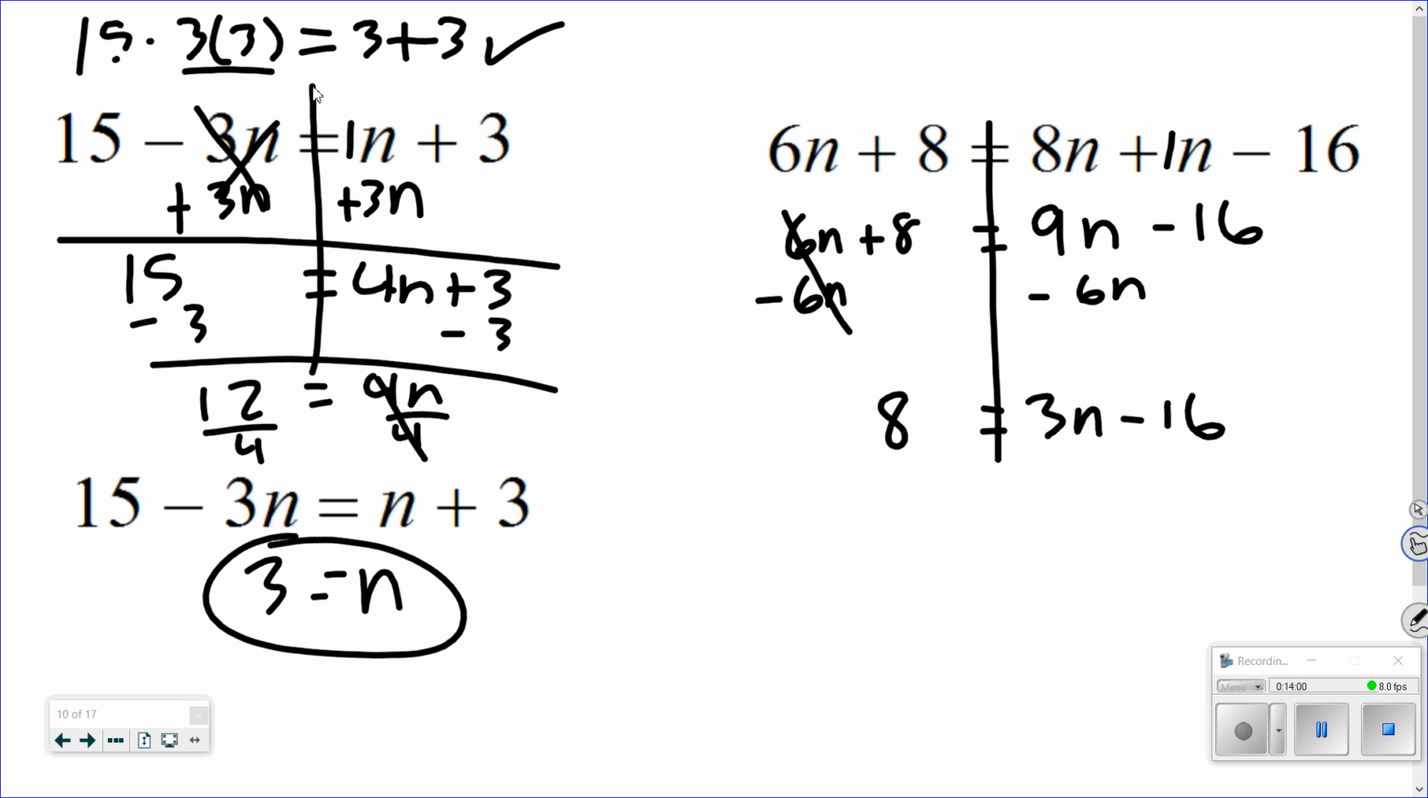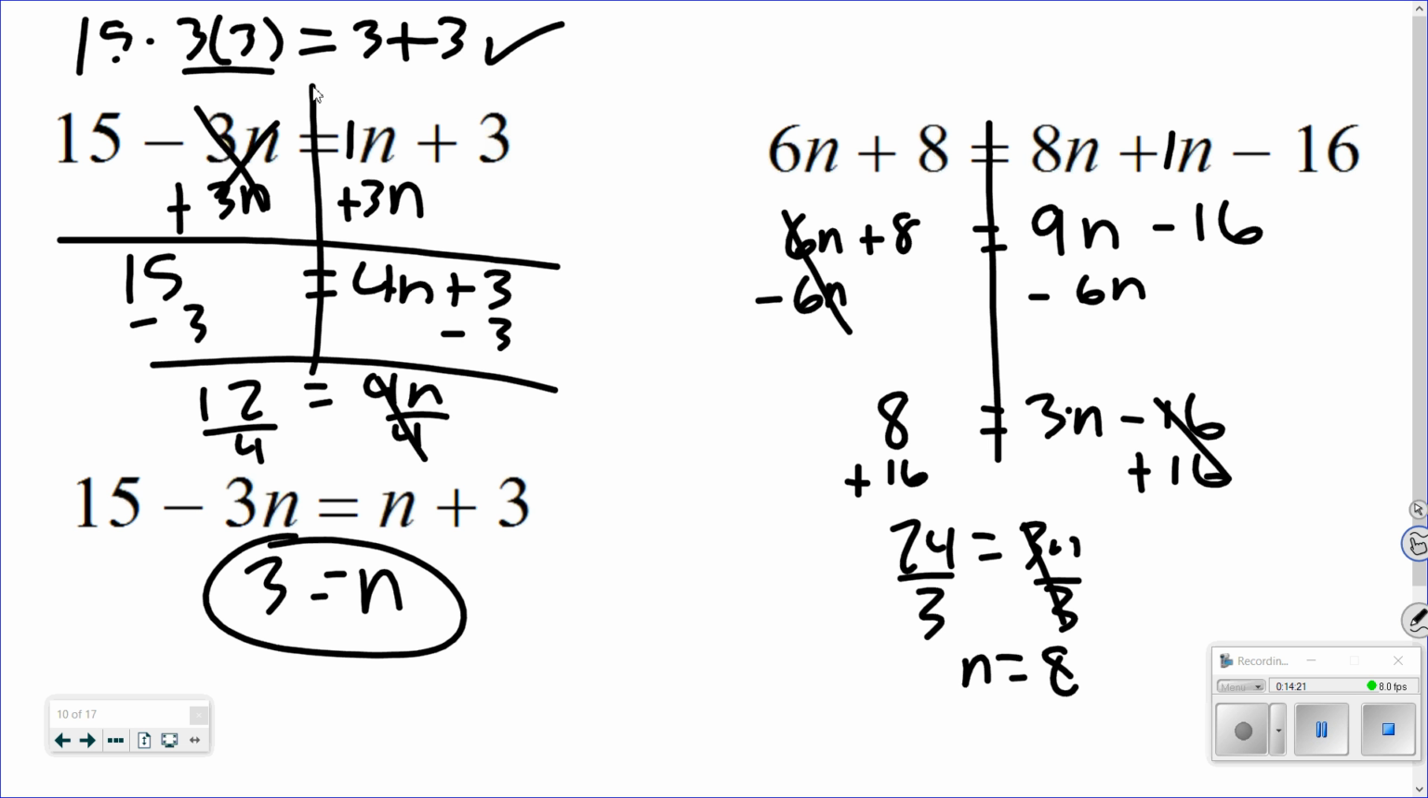I just have these 2 steps to do: add, subtract, multiply, divide. So I got 3 times, and I got to divide by 3. I got minus 16, got to add 16. I'm going to start by adding 16. So that'd be 24 equals, that would be 0. So 3n plus 0 is 3n. Divide by 3. n divided by n is 1. 24 divided by 3 is 8.